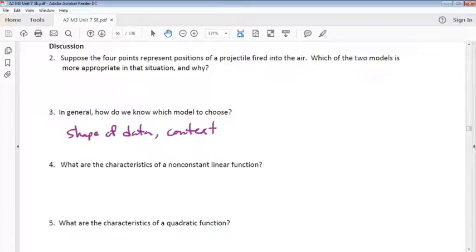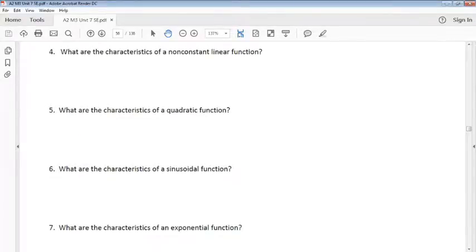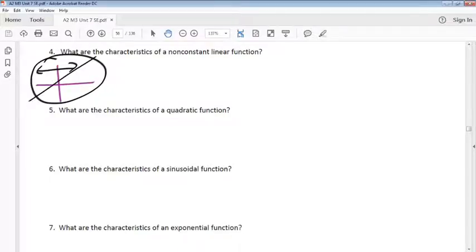What about all the different types of functions that we have? So I'm going to scroll up. We're going to look at number 4 through 7. These are the different types of functions that you guys have worked with before. Okay, so let's draw them. Now it says what characteristics of a non-consistent linear function? So here is a consistent linear function. It goes like that. It's horizontal. It could be anywhere on this graph as long as it's horizontal. This one says non-consistent. So what does a non-consistent linear function look like? It looks like this. Or it can go like this. Doesn't really matter. It can go up, it can go down, but it's just a straight line.